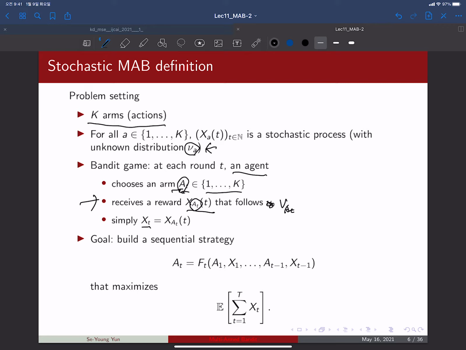Okay, so the goal is to build a sequence of strategy A_1 through A_{T-1} using the observed rewards that come from the played arms. And we want to maximize the expected return from time t=1 to time capital T. That is our final goal.